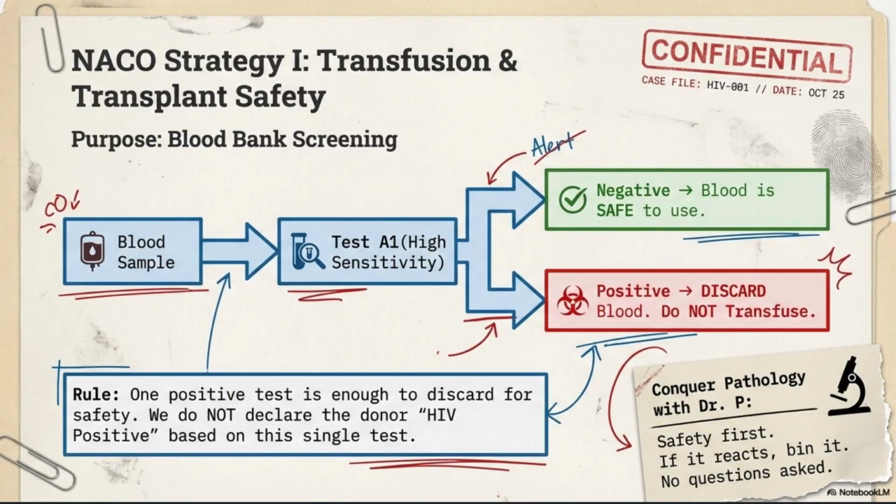Strategy 1 is for blood banks. The goal here is maximum sensitivity. We cannot afford to miss a single drop of infected blood. The protocol here is that we run one test A1. If it is negative, the bag is safe. If it is positive, discard the bag. We don't confirm it, we just throw it out. We don't diagnose the bag, we protect the supply.